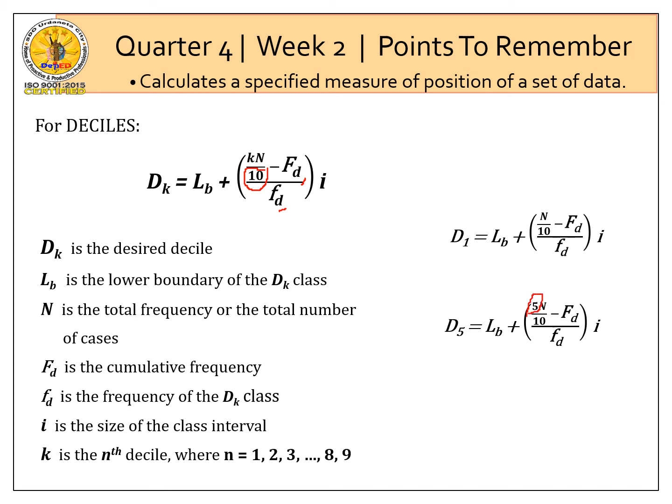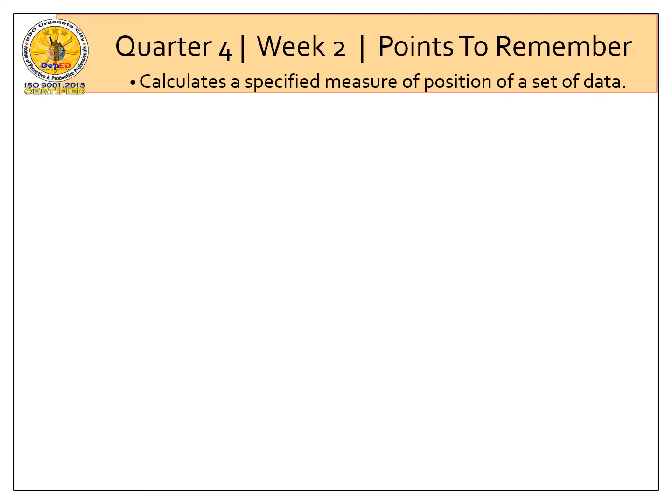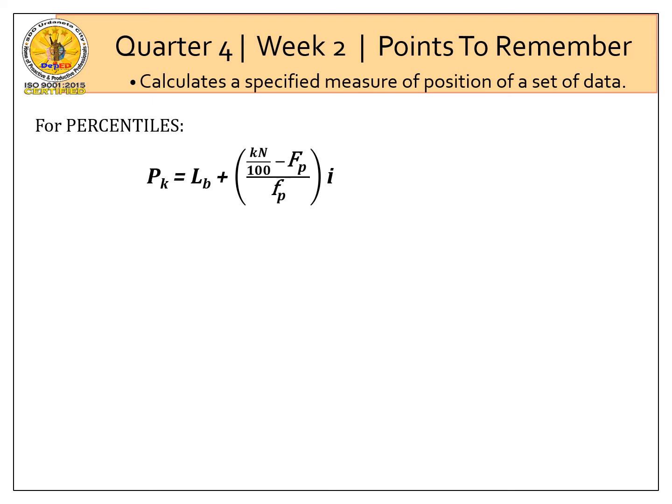We just write 5 here. And then another example, we have decile 8. So we just substitute 8 to our k. And then take note that when you say decile, it is always divided by 10. Let's also have the formula in solving for percentiles.